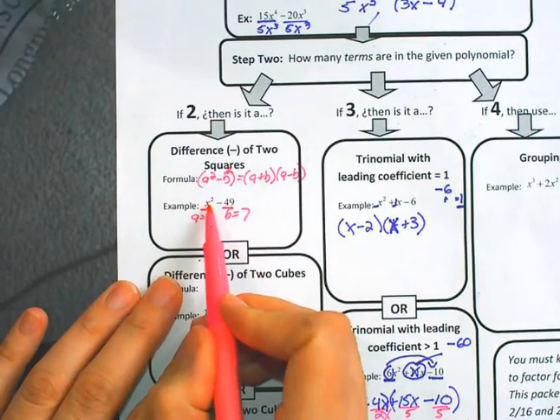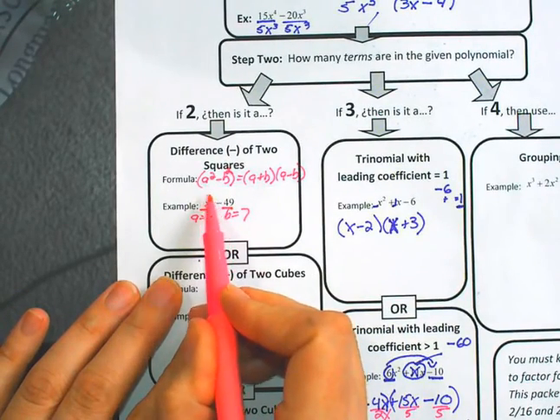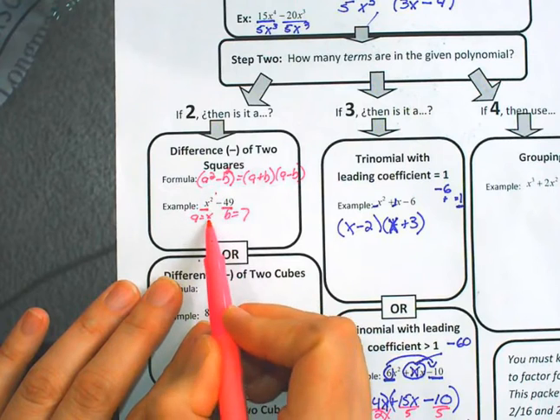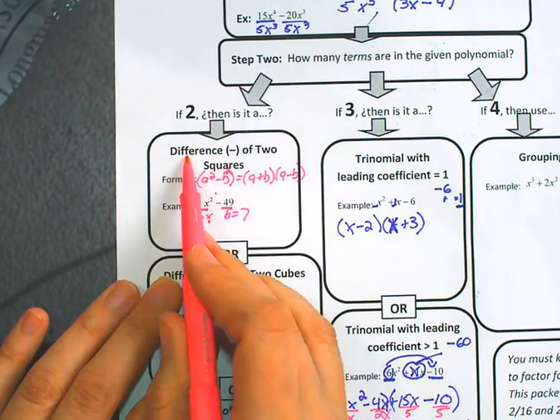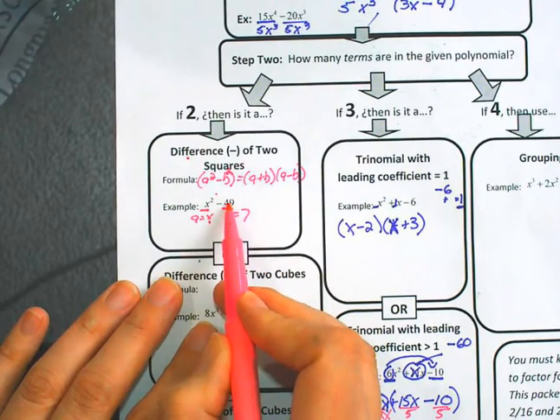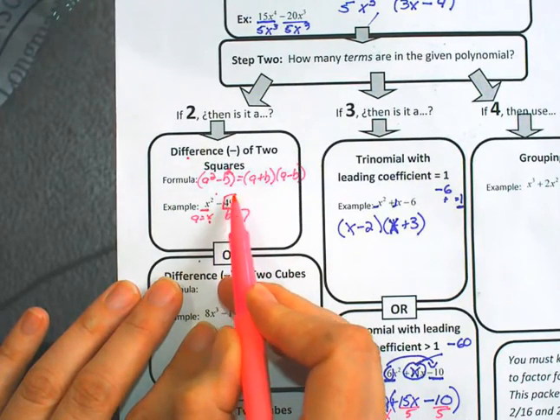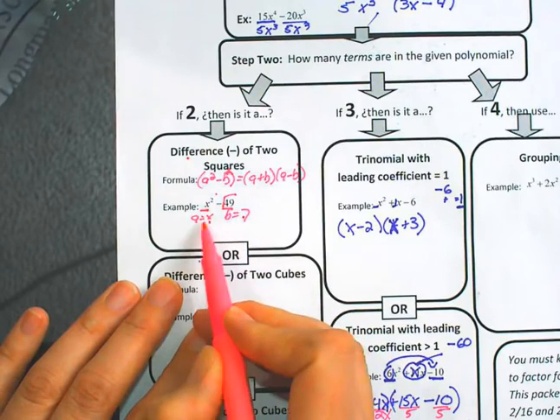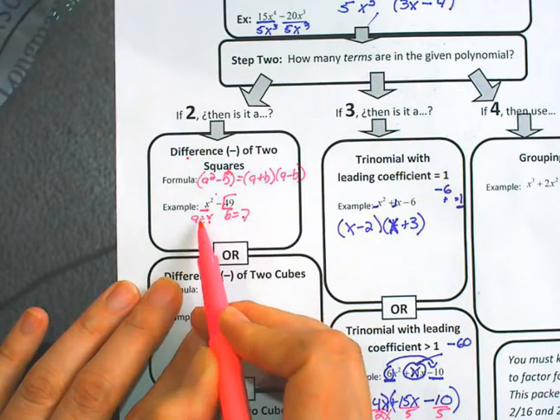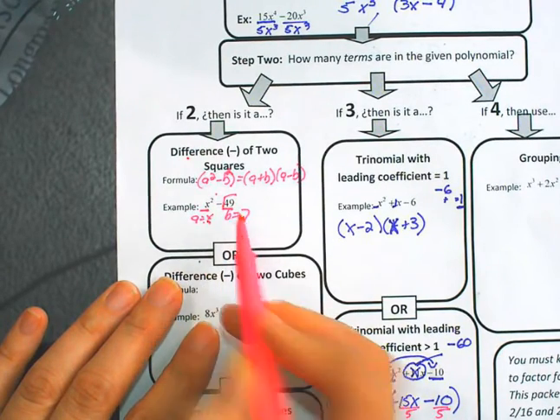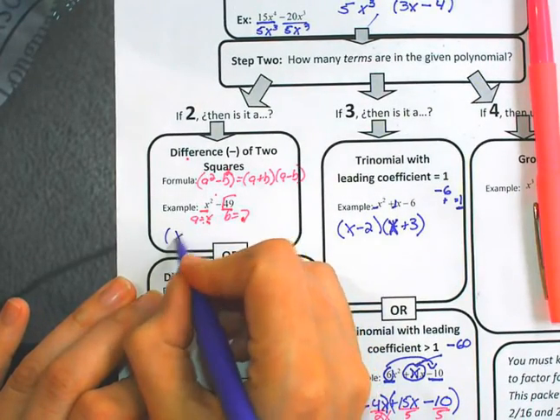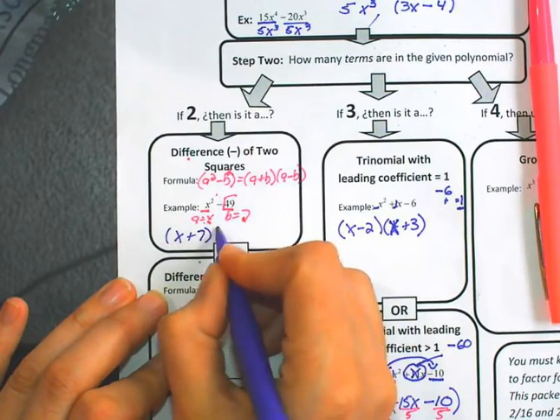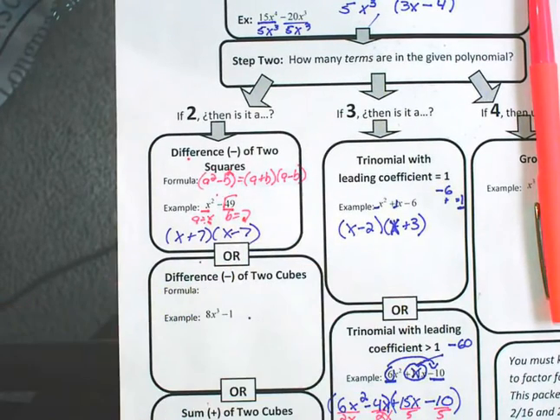Essentially, you're looking if this is x squared, well, what's the square root of x squared? Just x. Ignore the negative, because you're taking care of that because it's the difference of 2 squares. 49, square root of 49 is 7. So you have to make sure you take the square root of both of them to get what your a and b is. Then you know your 2 factors. X plus 7, x minus 7. And you're done.